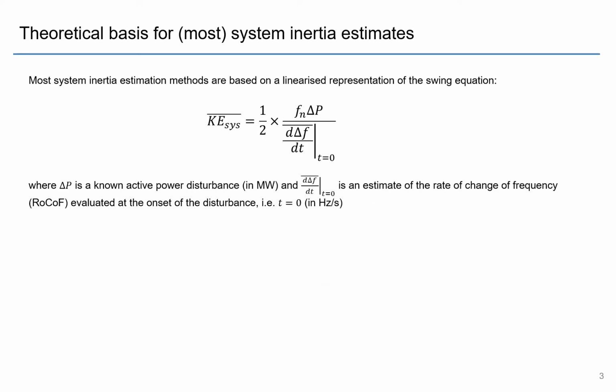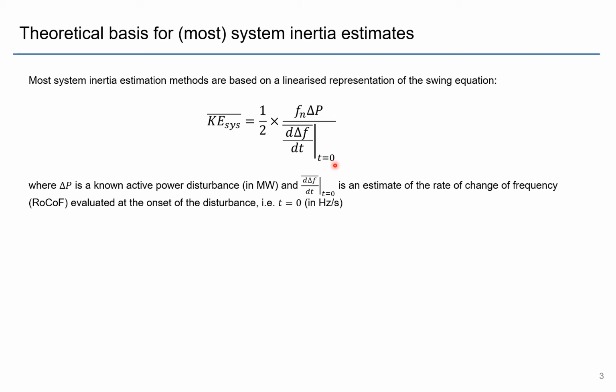Therefore, if you want the total system inertia, including the load or demand side inertia, then you need to make estimates based on some kind of measurement. Most estimation methods use a linearized representation of the swing equation. Pretty much all the ones that I've seen in my experience use a swing equation based estimate as the basis. What you're doing is taking usually frequency traces and calculating the RoCoF, some estimate of the RoCoF at the point of a disturbance.